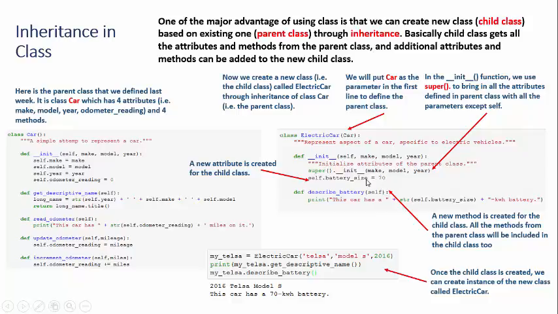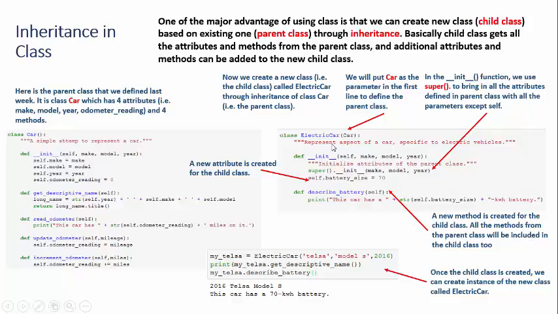But we want to create something new for the electric car class. So we create another feature called battery size. The battery size is a new attribute, and we just use self.battery_size, and we define the default value to be 70 for the battery size in this particular case. In addition to all the four methods that are already defined in the car class, we actually define a new method called describe battery method for the electric car class.